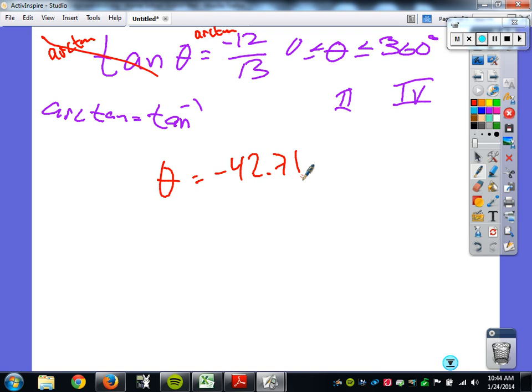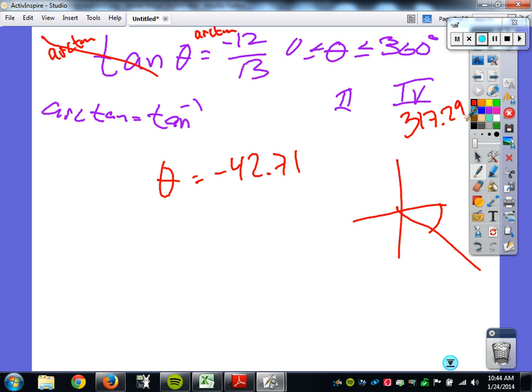But don't we know negative 42 point something is right here somewhere? Can't we find its coterminal angle? How do we do that? Add 360. Add 360 to that sucker. That's our quadrant 4 angle. Isn't that in quadrant 4? It is. Now notice, this will tell us then this 42.71 is called our what?